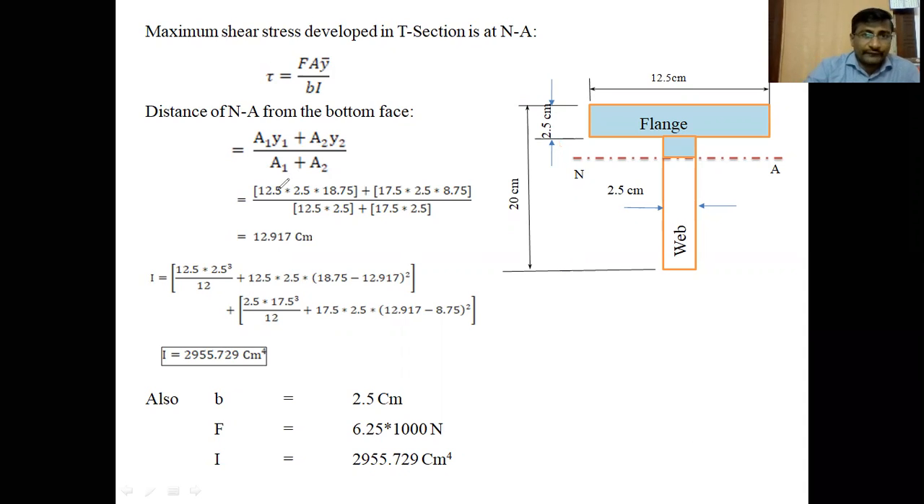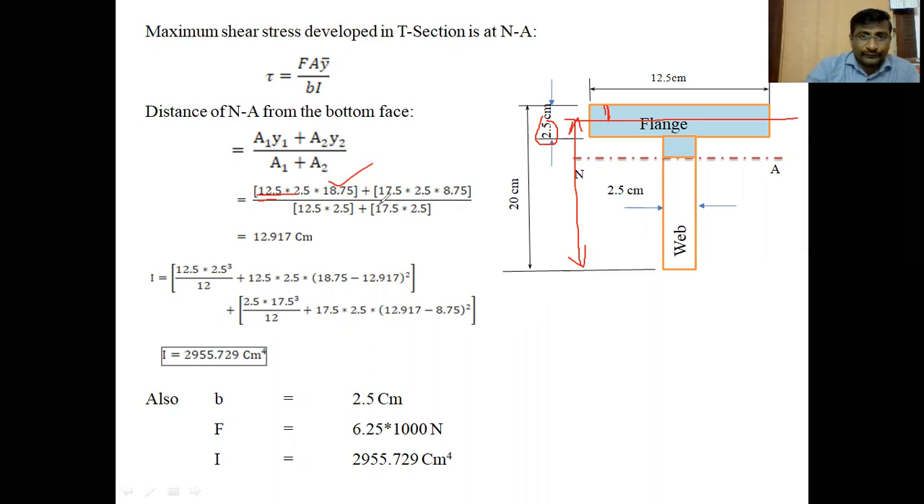So by applying A1y1 plus A2y2 by A1 plus A2, A1 is the flange area, that is 12.5 into 2.5, into Y1, the flange center of gravity, which is located at the center, at a distance from the bottom face, taken as Y1. How much distance is it? Total 20 centimeters. 20 minus half of the thickness of the flange. Half of the thickness of the flange is 1.25 centimeters, since total thickness is 2.5. So 20 minus 1.25, we get 18.75. So distance of the CG of flange from bottom face is 18.75.